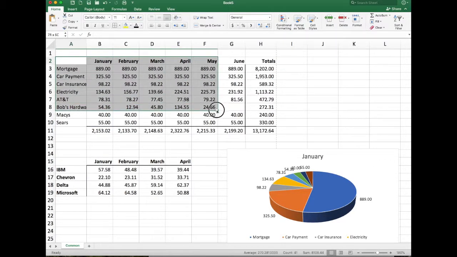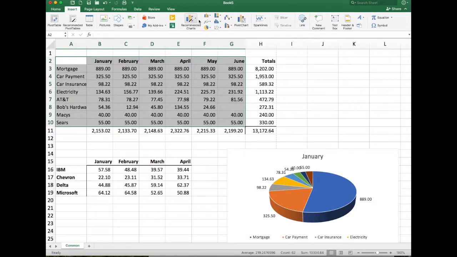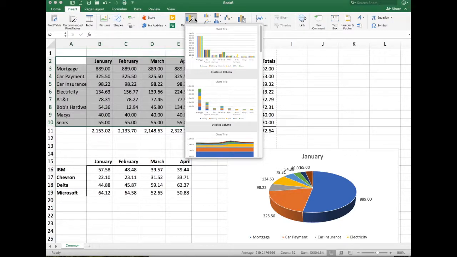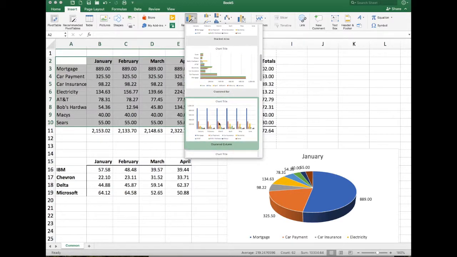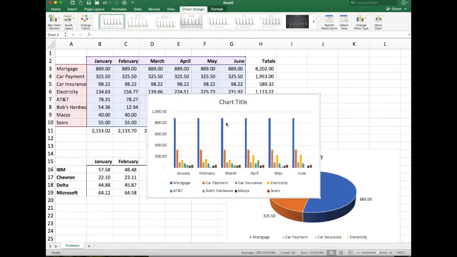because I can also now come back and highlight this entire section and insert a chart and recommended chart. It now knows that I don't have just a single piece of information. So it really does not, and none of these make very much sense. Maybe this one makes a little bit more sense, but this one possibly would be the best. So we choose that one.